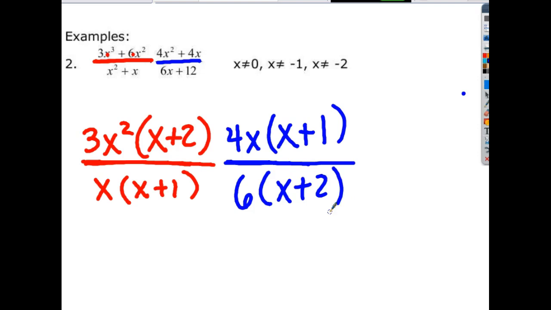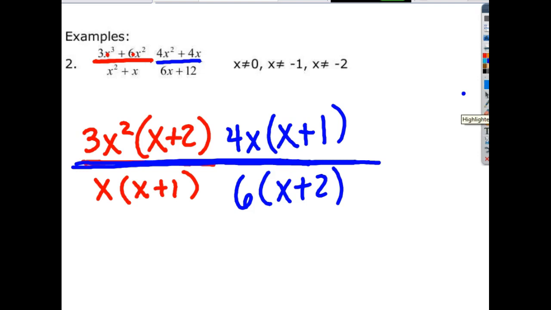To multiply fractions, you multiply numerator times numerator, denominator times denominator. All of this stuff is multiplied together on the top. All of that stuff is multiplied together on the bottom. It's all one great, big, huge, ugly fraction. To make it look better, we're going to cancel as much as we possibly can.